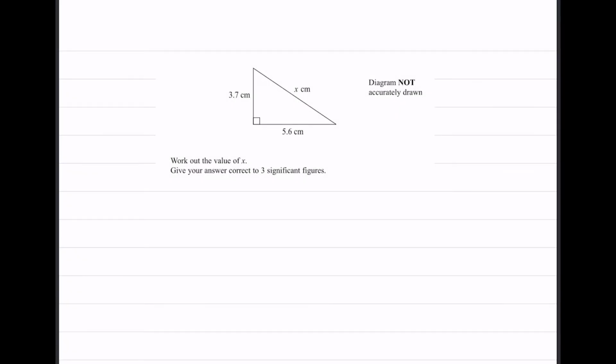This video is the full worked solutions for the Pythagoras GCSE work booklets.